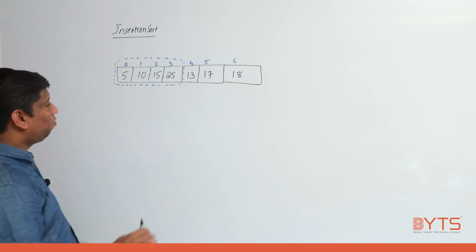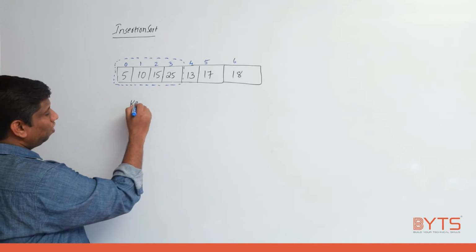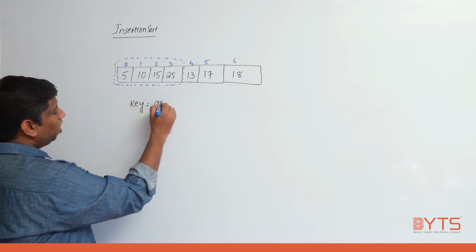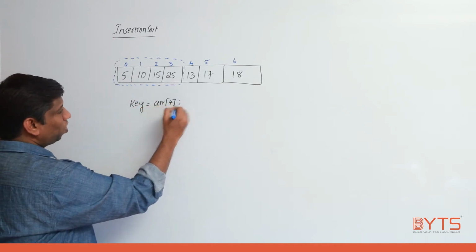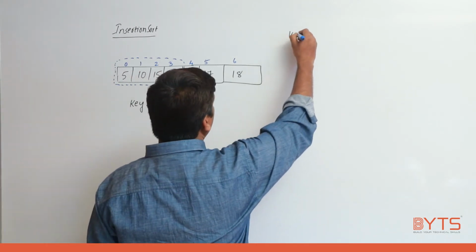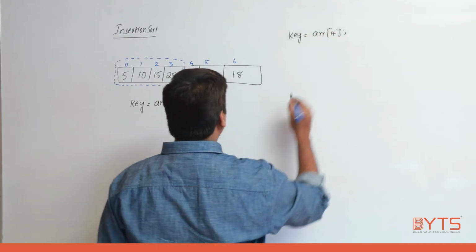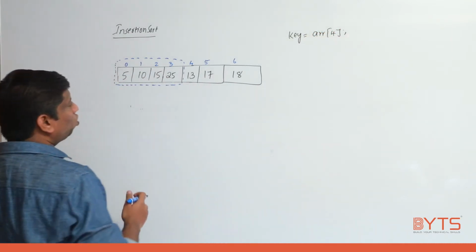That is the reason I am going to take one variable called key equal to ARR of 4. What is the value of key? ARR of 4. Remember that. I am going to write here: key is equal to ARR of 4. Just I am trying to help you out. Try to understand. Okay. Next, what should I do?